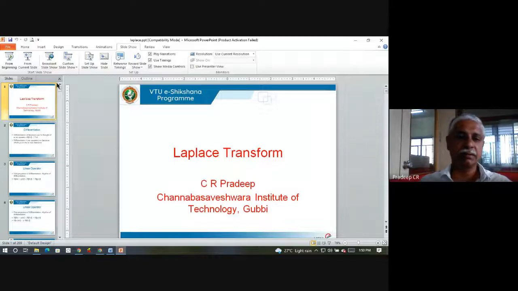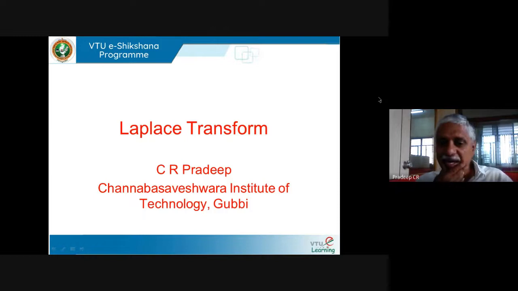In MA 401, the next part and the last part is basically Laplace transform, inverse Laplace transforms. How do I use this in solving differential equations? I will give you a very quick gist of it. So let us start with what is a Laplace transform.